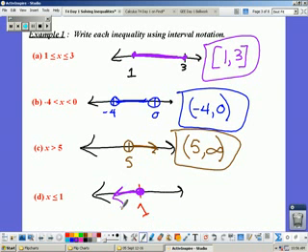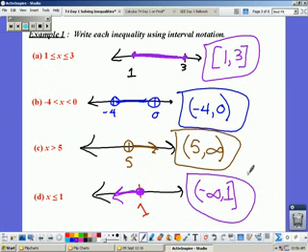You always want to start with the smallest number, so we start way over here. What's the smallest number it can be? Negative infinity. So I'm going to start with parentheses. Negative infinity goes all the way to what? 1, and what goes after 1? Bracket. Good. Okay.